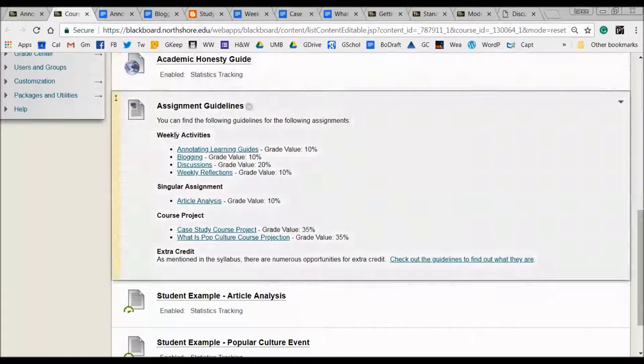Moving over, I just want to give a quick show of how the assignments were structured. There were several weekly activities. I had this one-off assignment called the article analysis, and then they had a course project, and this was an iterative project, so that each week or every 2 or 3 weeks they had something due.